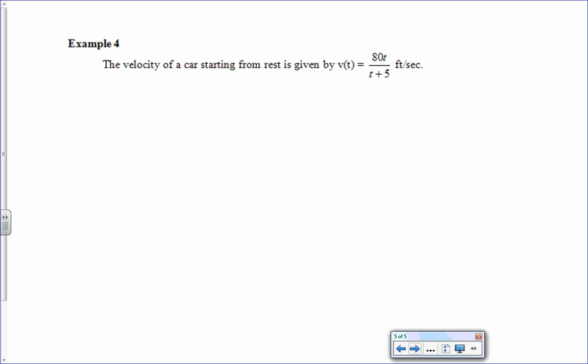Okay, so here we go. The velocity of a car starting from rest, that means that it's not moving, is given by that particular function right there. Awesome. Exactly. This problem tells us to do nothing. What I would like you to do is determine the acceleration function.